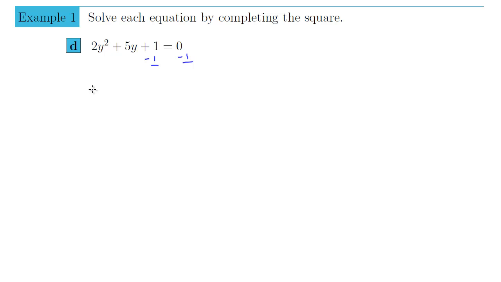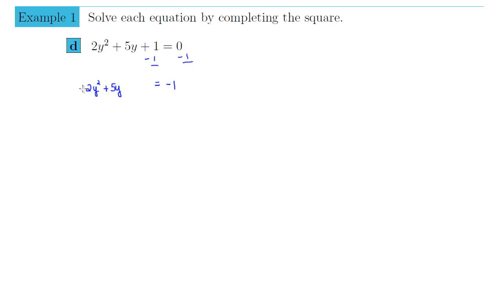That's going to give us on the left 2y squared plus 5y, and on the right equals 0 minus 1, which is simply negative 1. We now have our two variable terms alone on the left. Now notice, this is a little different than the examples we've done before.